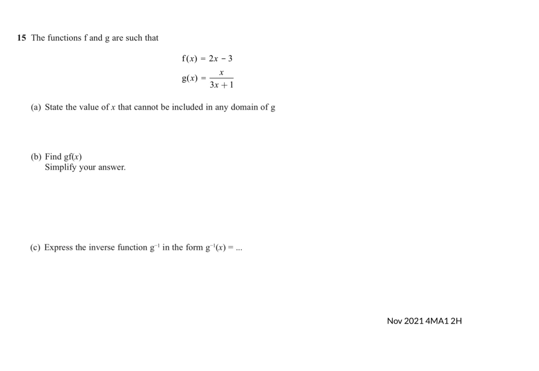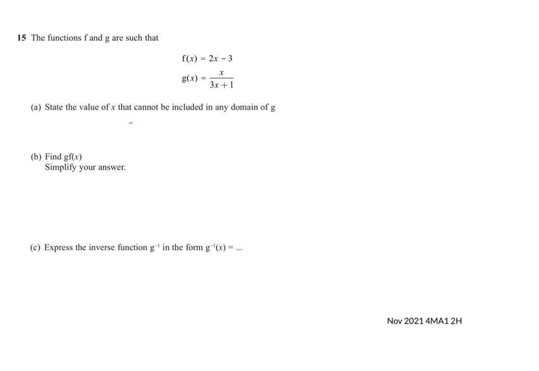In this second question, we're given two functions. F of x is 2x minus 3. G of x is x over 3x plus 1. In the first part, it says state the value of x that cannot be included in any domain of g. Basically what they mean here is what value for x can we not use? Which one would give us an answer that is impossible? And thinking back to the first question, I told you that the denominator of a fraction could not be equal to 0. So that's what we have to look at here.